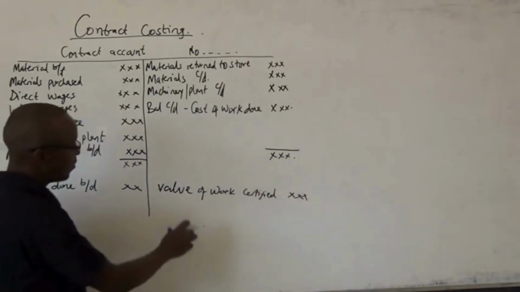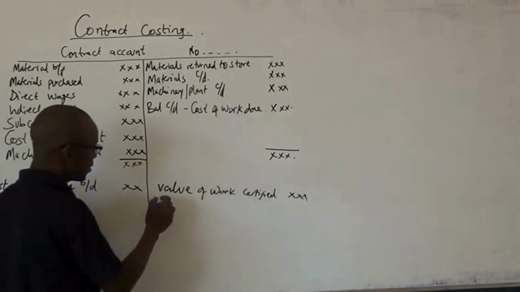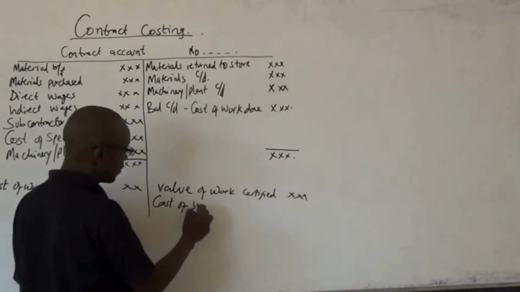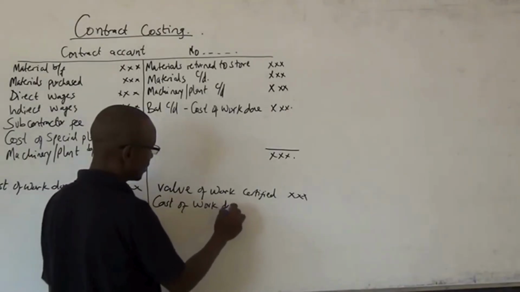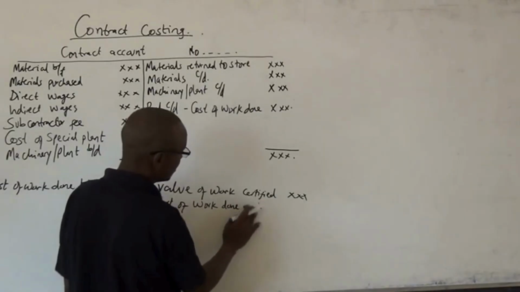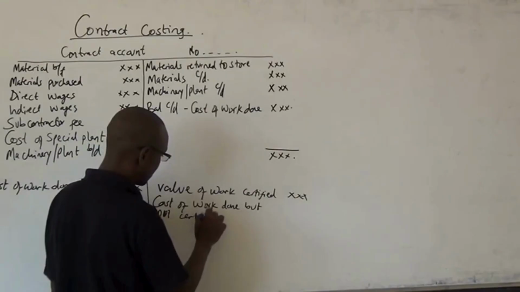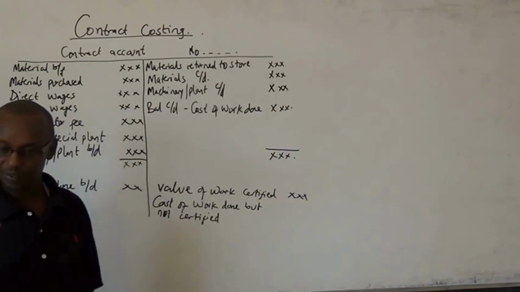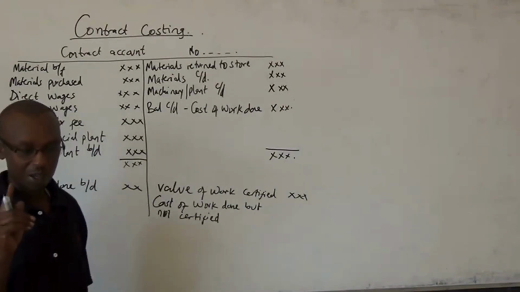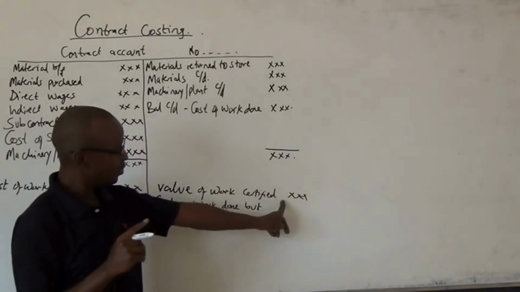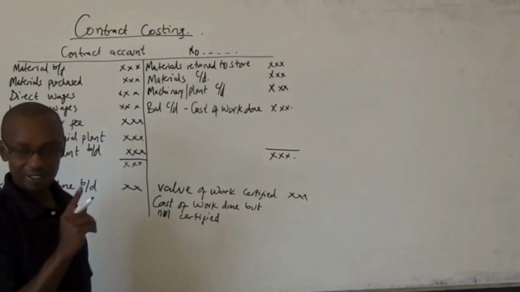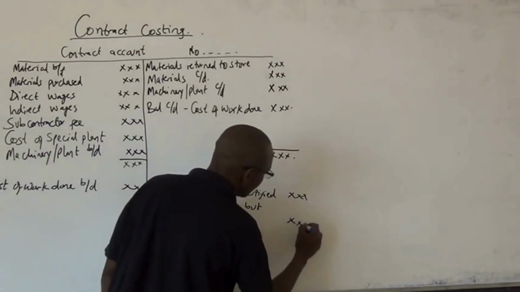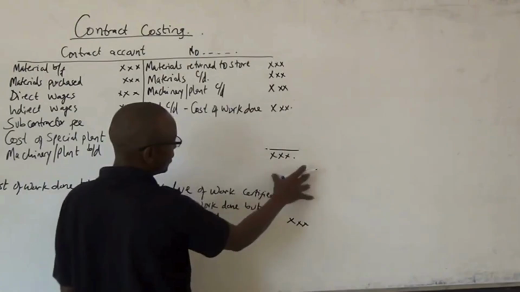Then you have the value of work certified, and also you have the cost of work done but not certified. There is cost of the work that has been certified. Okay, we saw it in the basic terms. The work that has been certified has a value. The work that has been done and not yet certified, you can also ascertain it, isn't it? You put it here. Equal straight line. Okay.